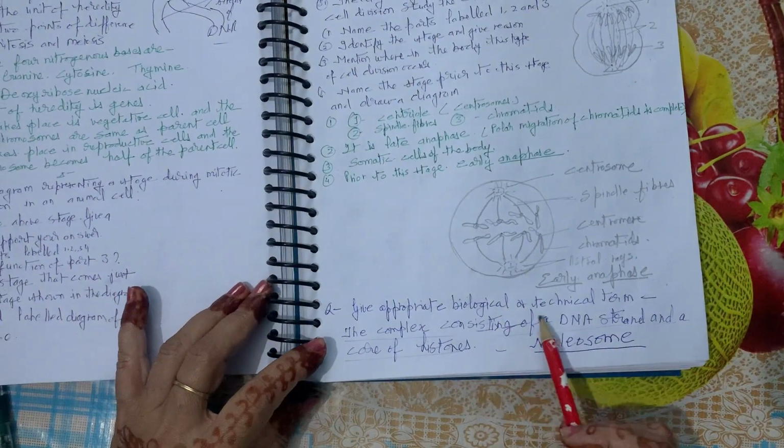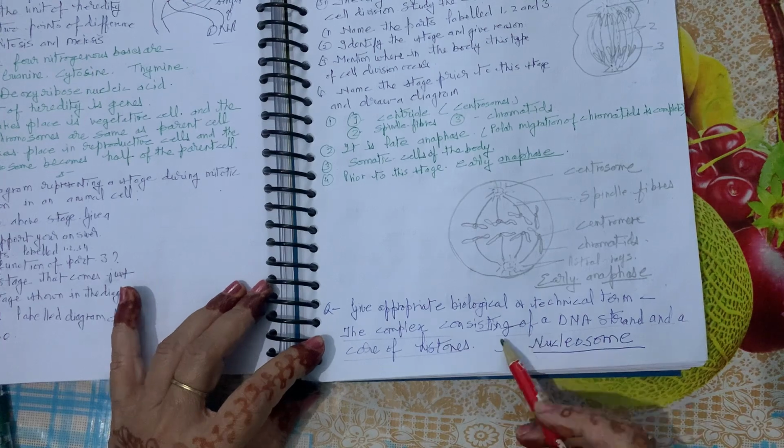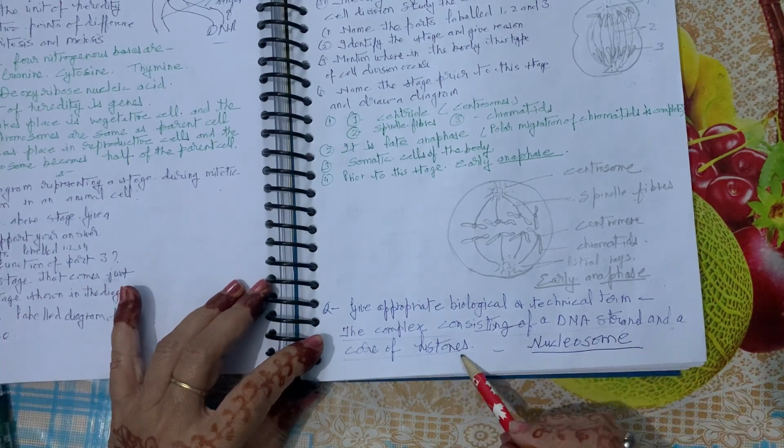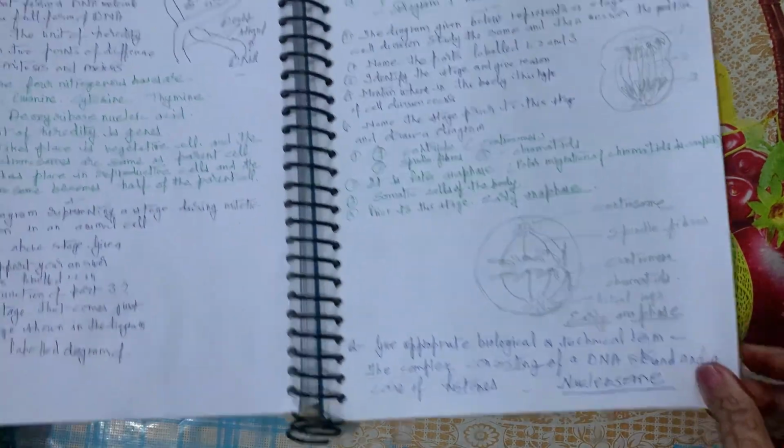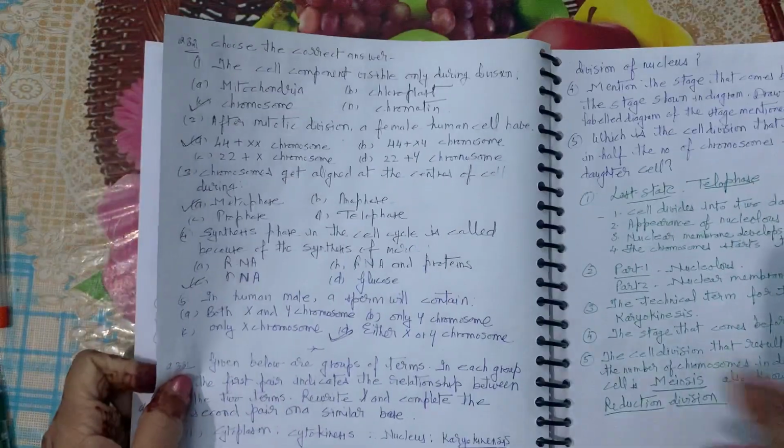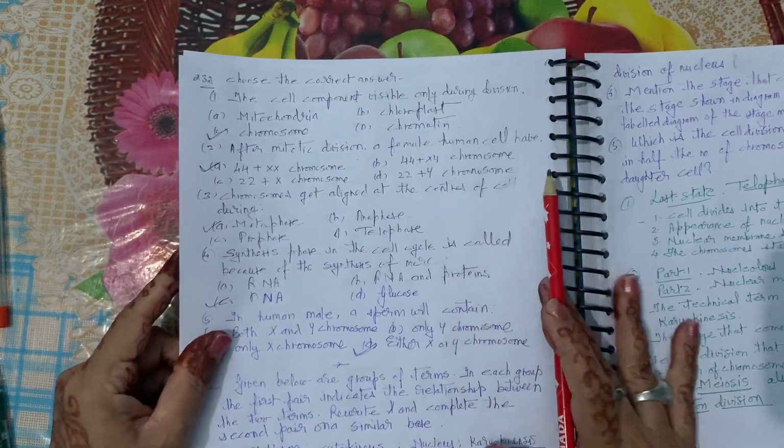Now give appropriate biological term for the complex consisting of DNA strand and the core of histone. It is the nucleosome, that we have done earlier also. Now see the next one. Choose the correct answer.